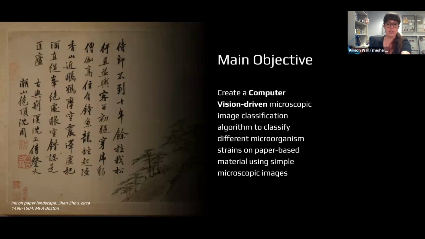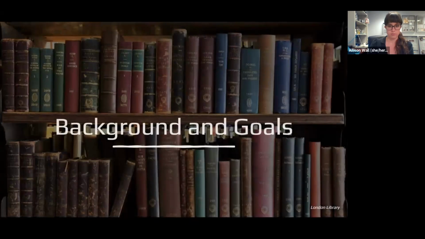So before we begin, here's some background on our project. Our main objective was to create a computer vision-driven microscopic image classification algorithm to classify different microorganism strains on paper-based material using microscopic images. So first, the background and goals of this project.